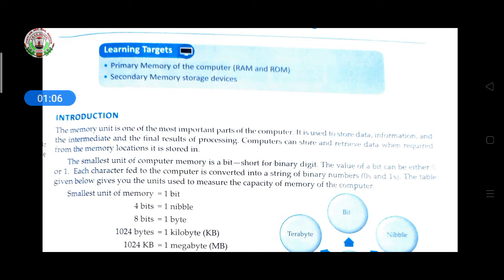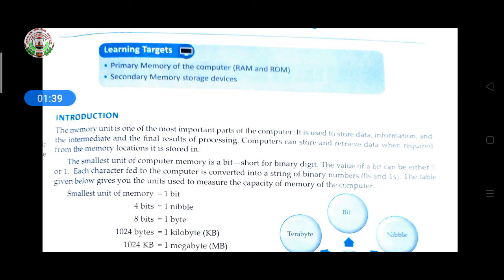Computers can store and retrieve data when required from the memory location it is stored in. So in our computer we are storing our data in drives, C drive, D drive, E drive, like this, or we are creating a new folder, and under that folder we are storing different types of data such as mp3, video, documents, images, like this.